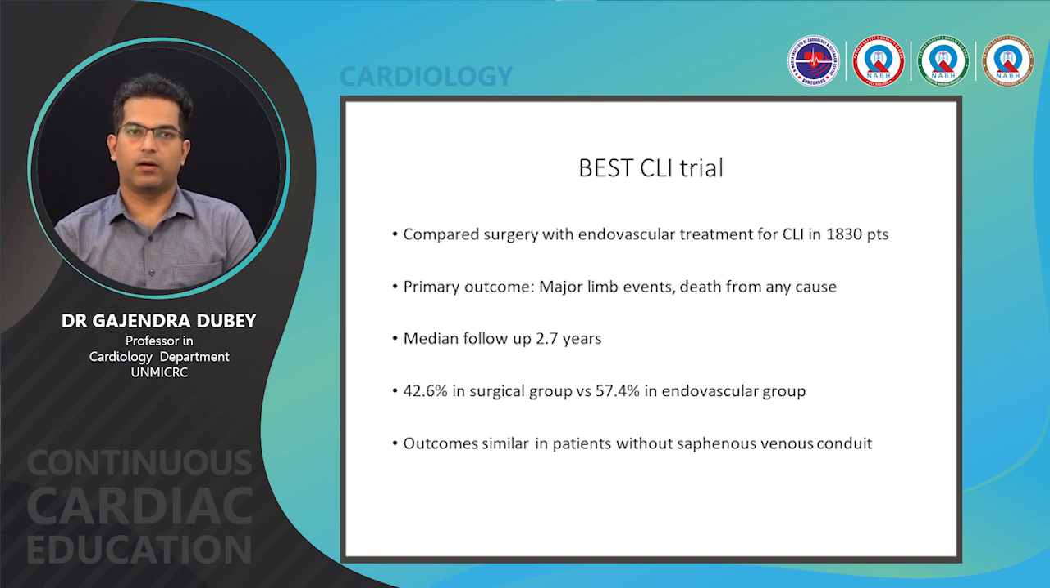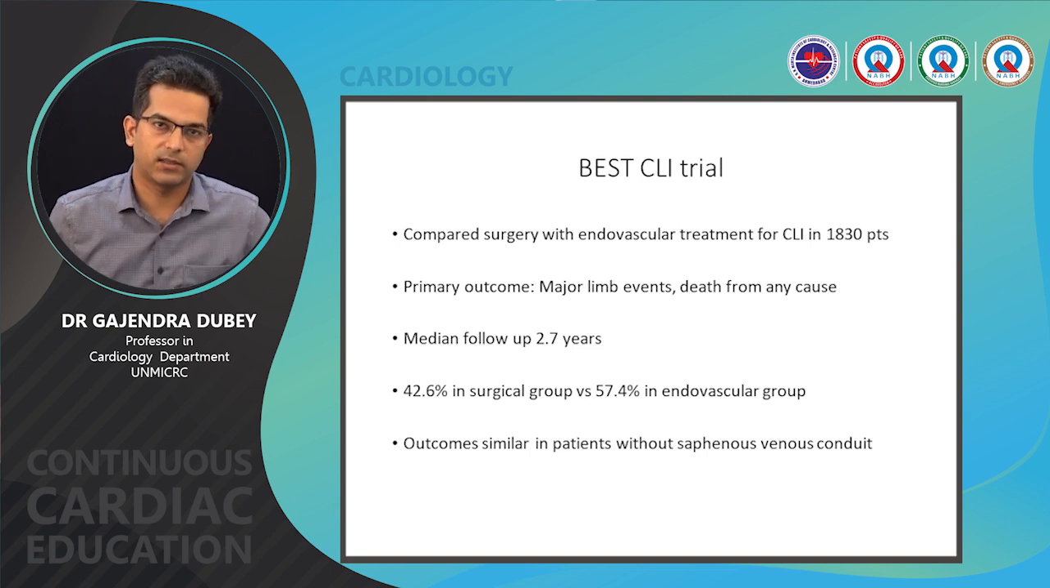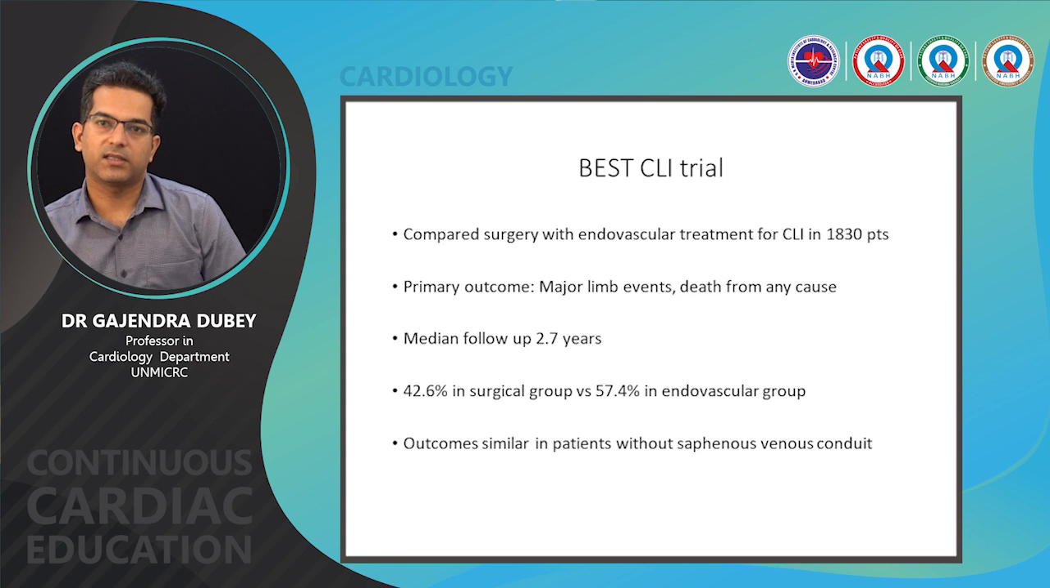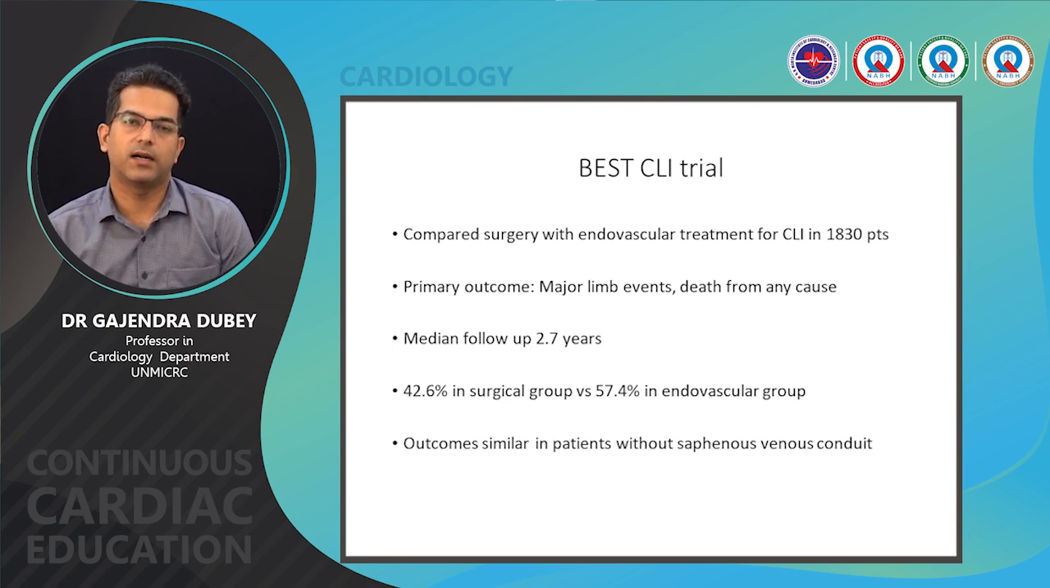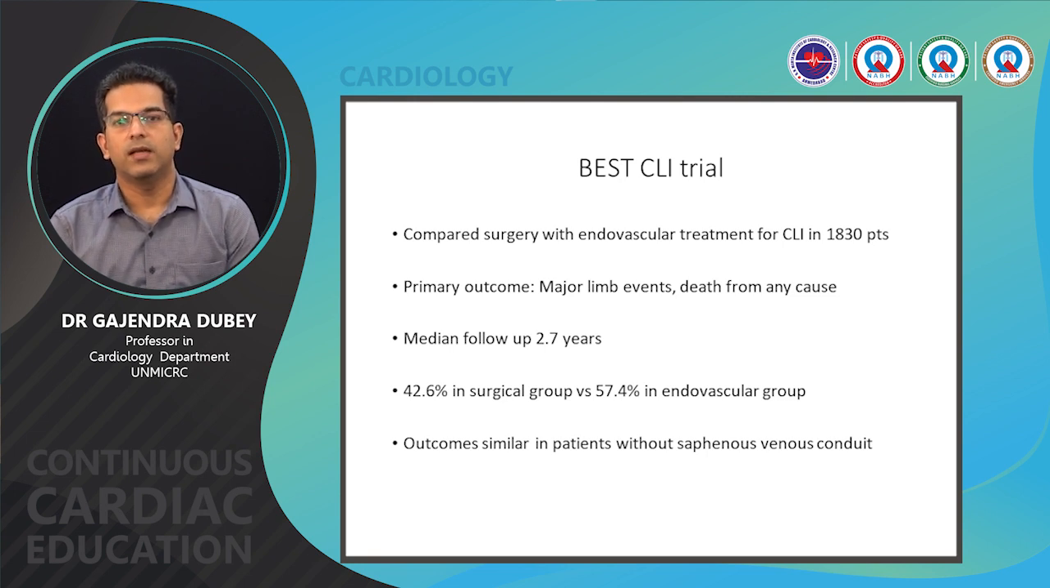The median follow-up was around 2.7 years. And the primary outcome occurred in 42.6% patients in the surgical group versus 57% patients in the endovascular group. So the primary outcome was much lower in the surgical group as compared to the endovascular group. However, the surgical group was further divided into two cohorts. One where there was a suitable saphenous venous conduit, and the other which didn't have a suitable saphenous venous conduit. So those with saphenous venous conduit had much better outcomes, while those who didn't have a good saphenous conduit, their outcomes were similar to the endovascular group.